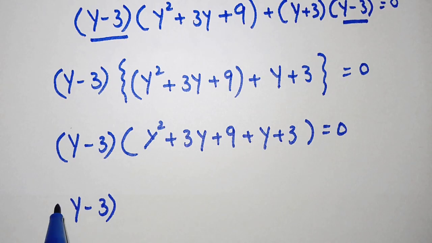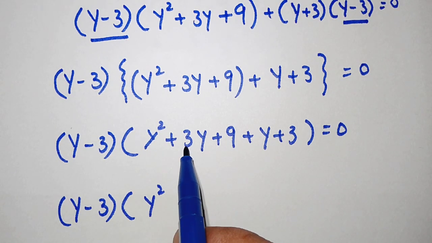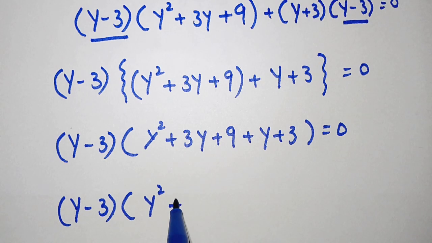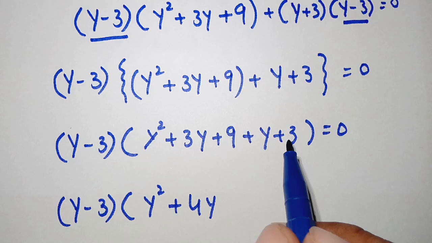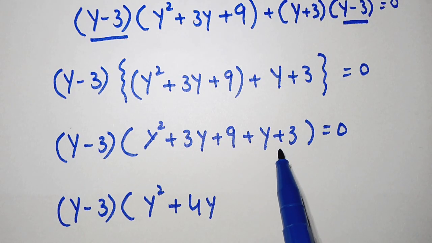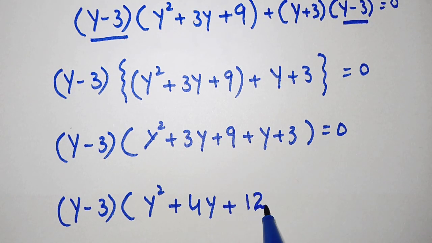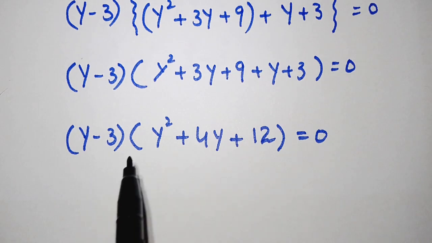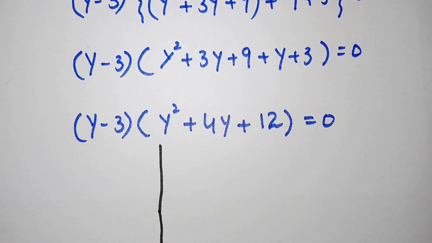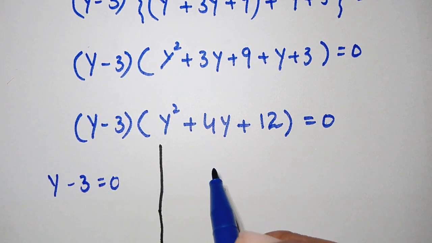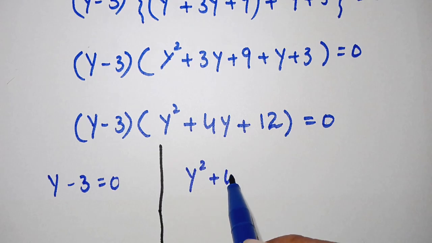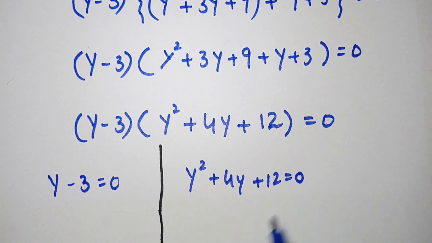(y minus 3) times (y square, 3y plus y will become 4y, and 9 plus 3 is equal to 12), so this is y square plus 4y plus 12, and this is equal to 0. Now here we obtain two cases. The first case is y minus 3 is equal to 0, and the second is y square plus 4y plus 12 is equal to 0.